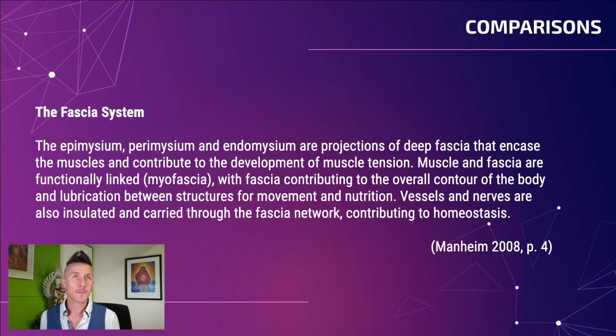So the epimysium, perimysium, and endomysium are projections of deep fascia that encase the muscle and contribute to the development of muscle tension. Muscle and fascia are functionally linked, called myofascia, with fascia contributing to the overall contour of the body and lubrication between structures for movement and nutrition. Vessels and nerves are also insulated and carried through the fascia network, contributing to homeostasis. If you're not familiar with this ubiquitous tissue, I highly recommend you do some reading about it.